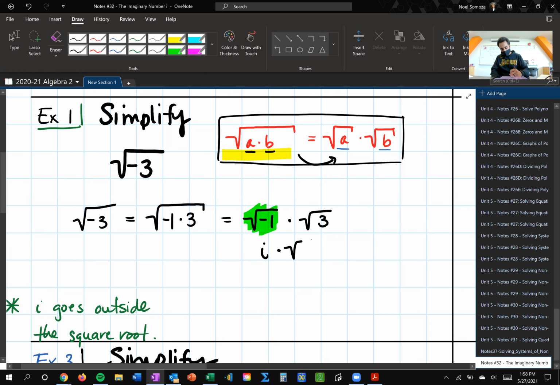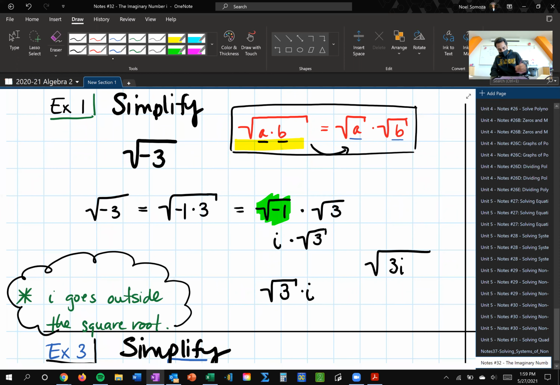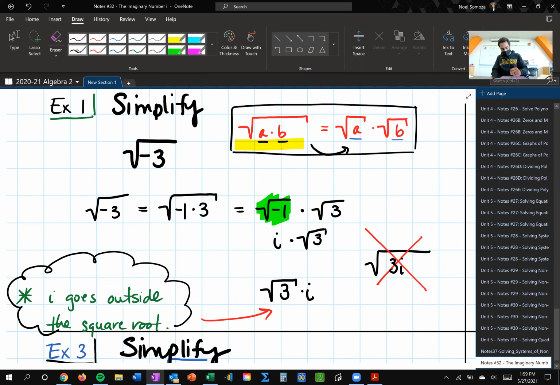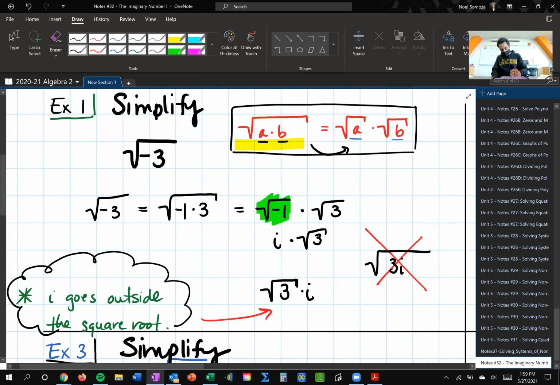That would be wrong because i is already representing the square root of -1. So you don't want to say that i is inside, because then that means you have another square root inside of a square root. And that's not the case. So this would be incorrect. The i needs to go outside of the square root. So I like to close my square root with a little drop down roof, kind of. And then my i is clearly outside of that.